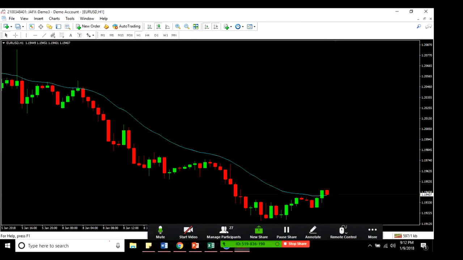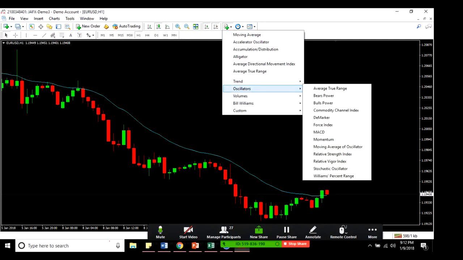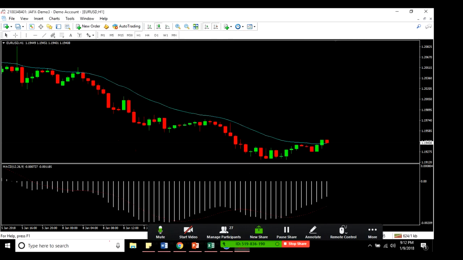The second indicator is called a MACD. Just click on that page with the green plus again, go down to oscillators, scroll over till you see MACD. For the MACD, you don't really have to change anything or do anything spectacular to it. I don't really like it on MT4, but just hit OK.